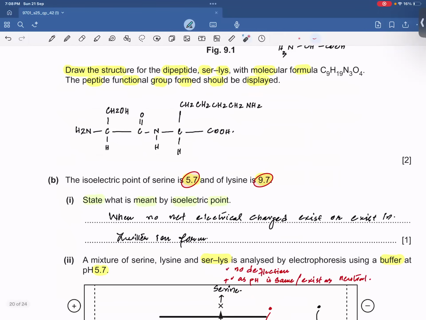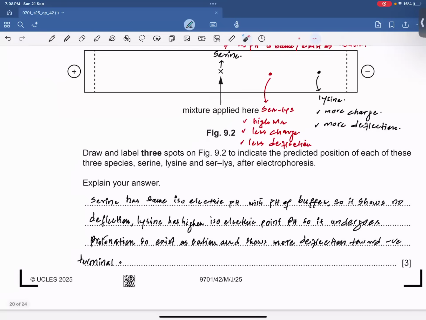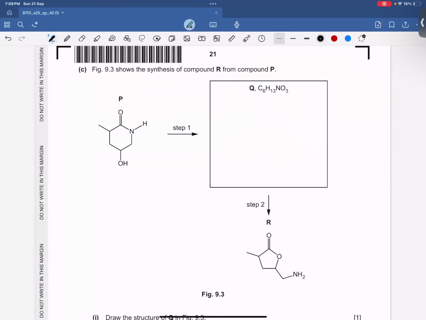The dipeptide is this. Obviously its isoelectric pH is greater than the pH of the buffer solution, which is why it will accept a proton. It undergoes protonation, so it will deflect towards the negative terminal. But it has lysine and serine, so it has a higher Mr, lower charge, and less deflection. Oh my goodness.